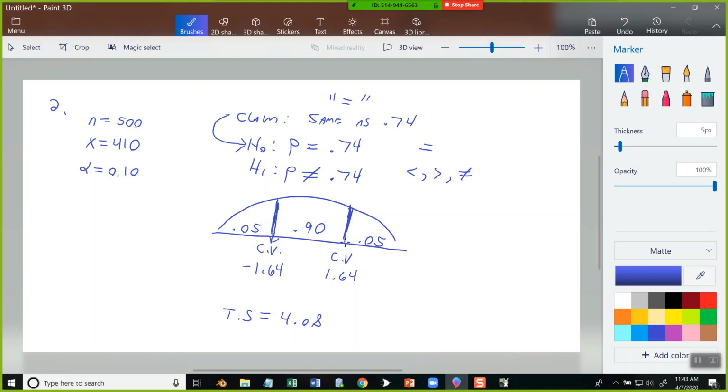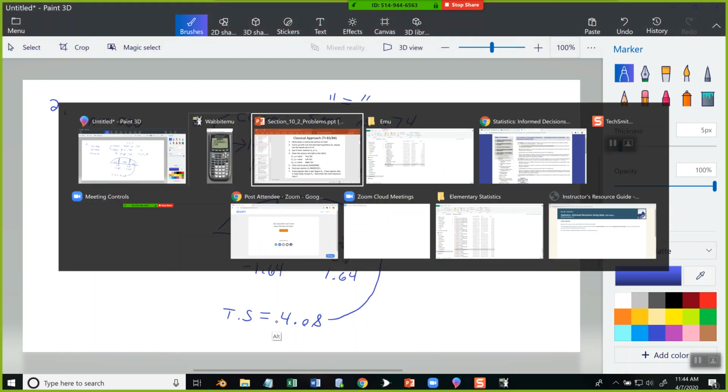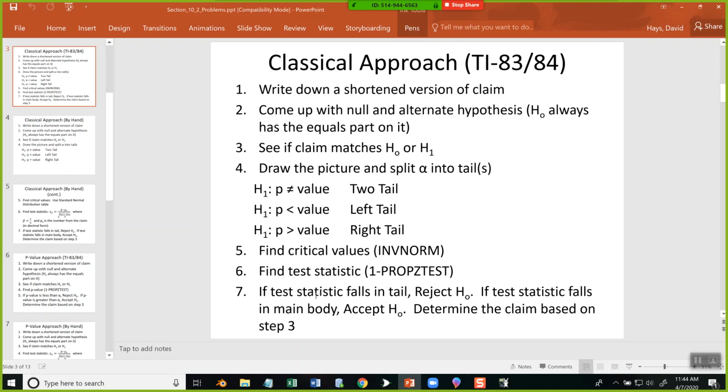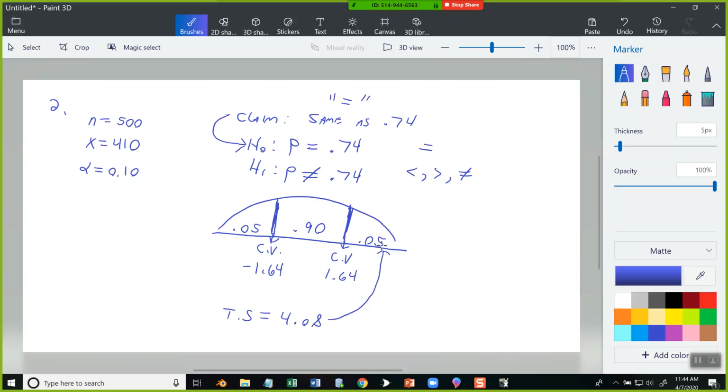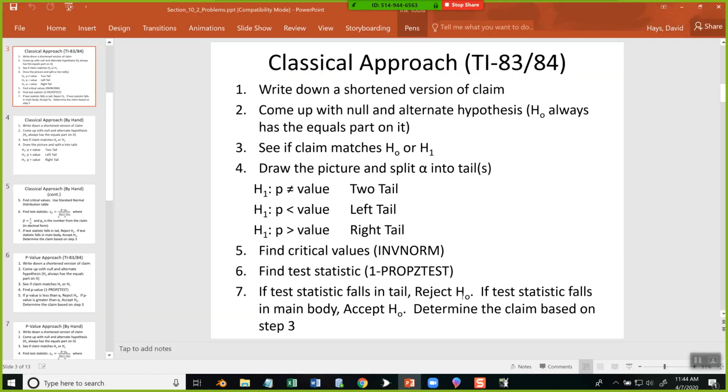Now again, this is the number line. Here's negative 1.64, here's positive 1.64. Here's the left tail, the right tail, and the main body. We had to figure out where 4.08 would fall on my number line. Well, it's greater than 1.64, so it would fall somewhere over here. I don't know exactly where, but over there. It says if your test statistic falls in a tail, which ours does, in the right tail, what does that say we do? Reject H naught.